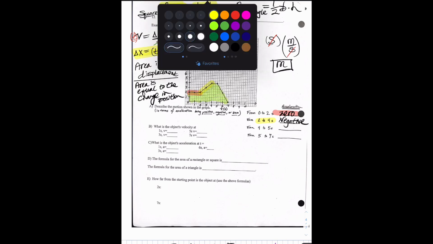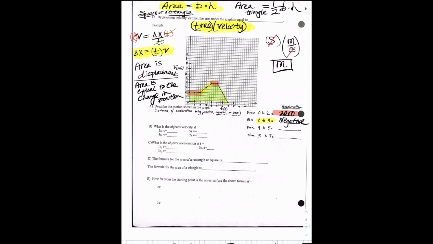Let's see if I can grab that red back. So right there, from 4 to 5, once again, we have zero slope and zero acceleration, because acceleration is the slope on a velocity versus time curve. And then from 5 to 7, we have negative slope or acceleration. I'll go ahead and color that blue. All right, so you get the idea.